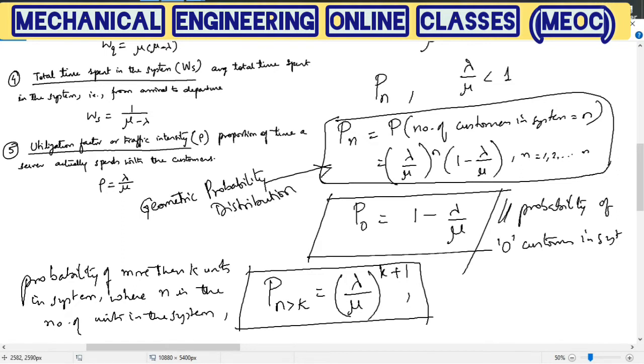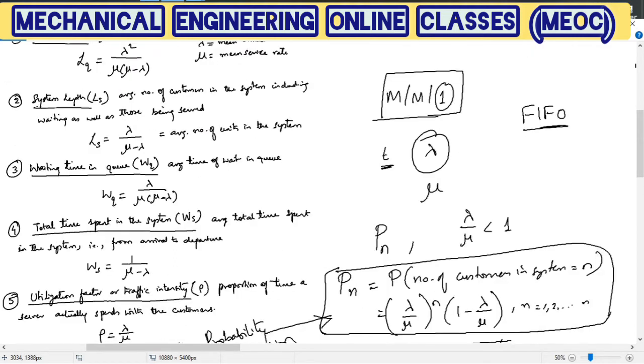So from that only we are deriving the probabilities of 0 customers or more than k customers. So these formulas are important to solve a problem. For this model 1, the first model is M/M/1.